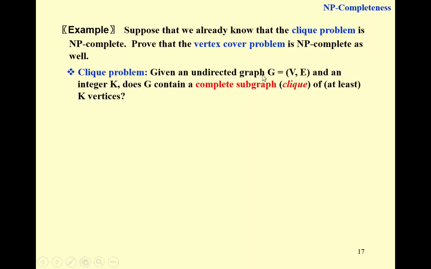Given an undirected graph G and an integer k, does this graph contain a complete subgraph, a so-called clique, of at least k vertices? Actually, the original problem is to find the maximum clique in a given graph, and this is the decision version. So for any integer k, does this graph contain a clique of size k? That's the clique problem.